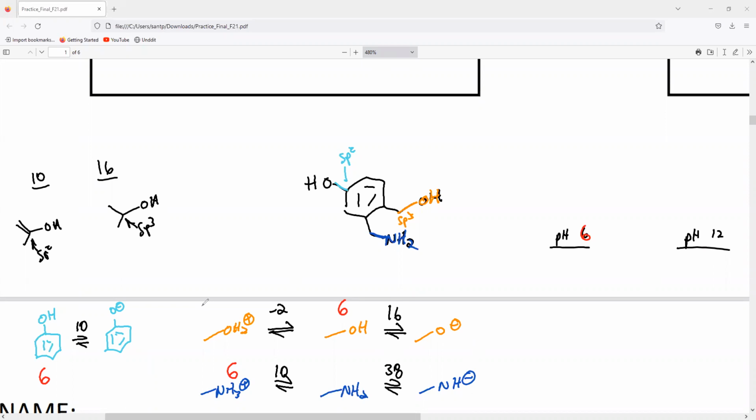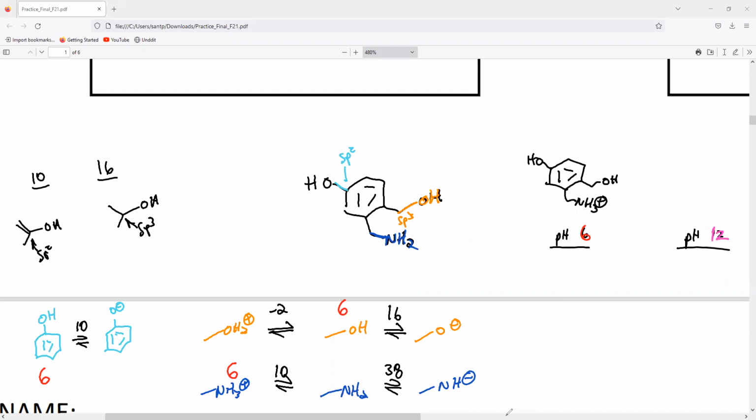Okay, cool. But now that I have this information, I can just take my molecule and just apply it. So at pH 6, the sp3 alcohol is still an OH. So I'm going to go ahead and keep this in OH. Okay. At 6, the amine is protonated as the plus form. And then our sp2 alcohol at 6 is just going to be the same thing, just like that.